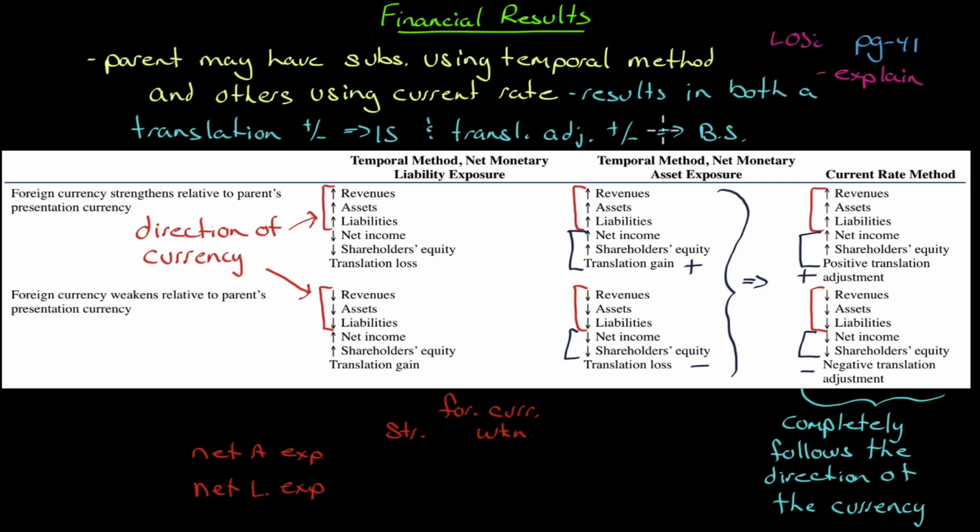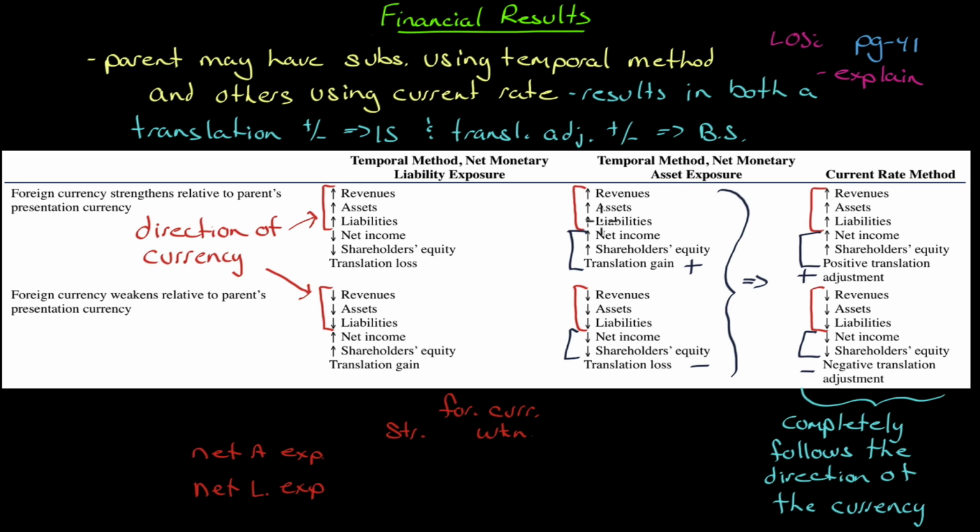So let's have a look at what we have here. Look across the top. This is the temporal method with a net monetary liability exposure. Here we're using the temporal method with net monetary asset exposure, and here we're using the current rate method. As we know, because assets equal liabilities plus equity, the current rate method will always, unless you have zero equity or negative equity, have a net asset balance sheet exposure. Which means the temporal method with net monetary asset exposure should have the same results as the current rate method.